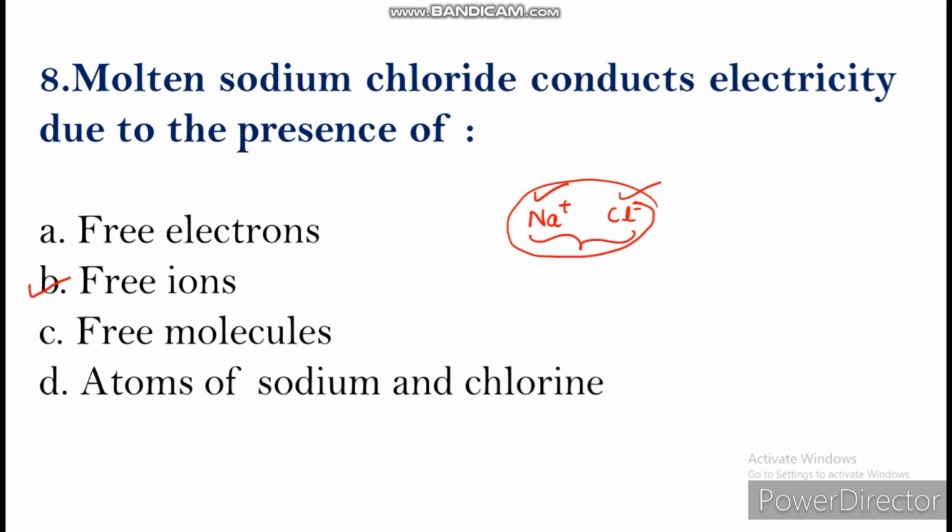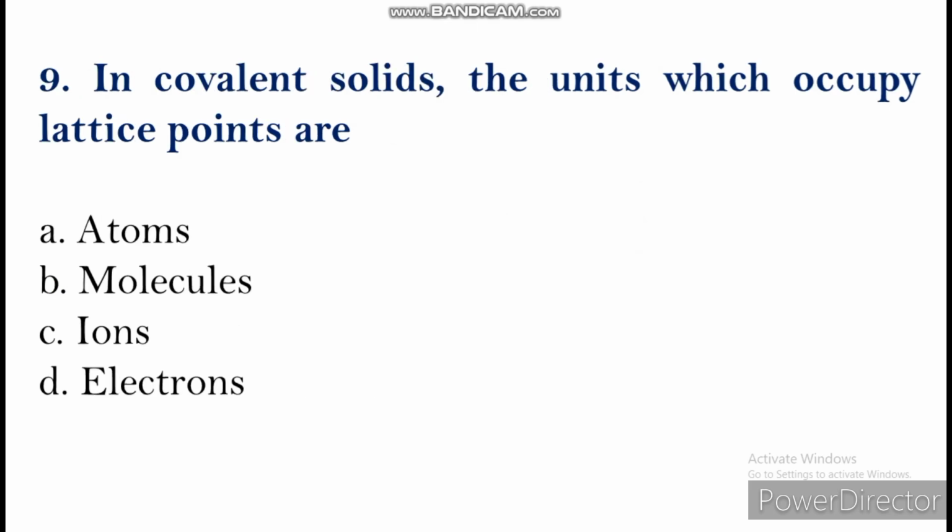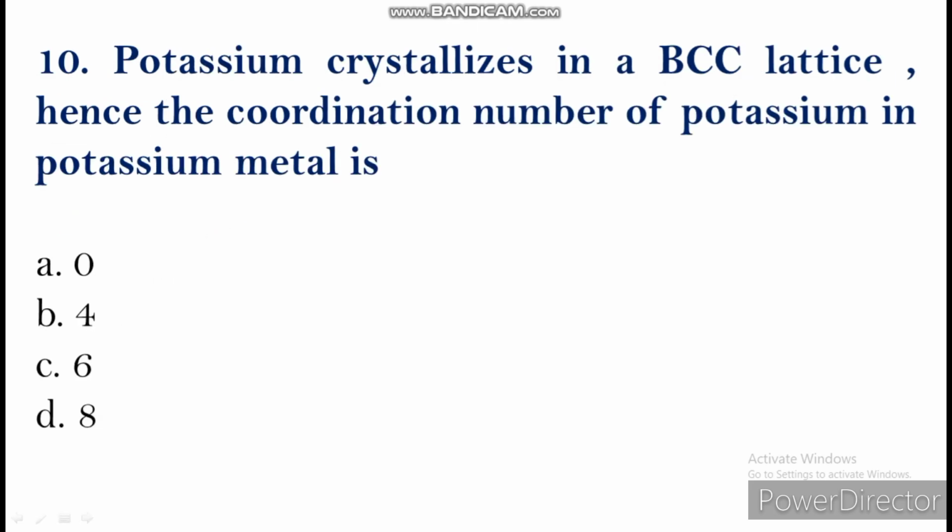Now let's see the next question. In covalent solids, the units which occupy the lattice points are, see, what are covalent solids? The solids which are held together by covalent bonds. Covalent bonds are not formed between electrons, they are not formed between ions. Covalent bonds are formed between atoms. So in covalent solids, the units which occupy the lattice points are nothing but atoms.